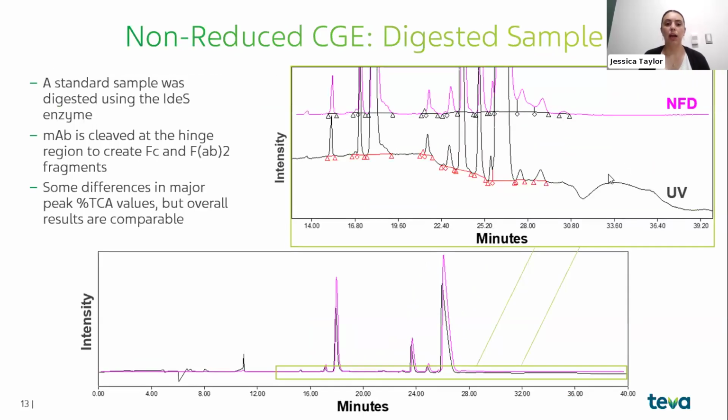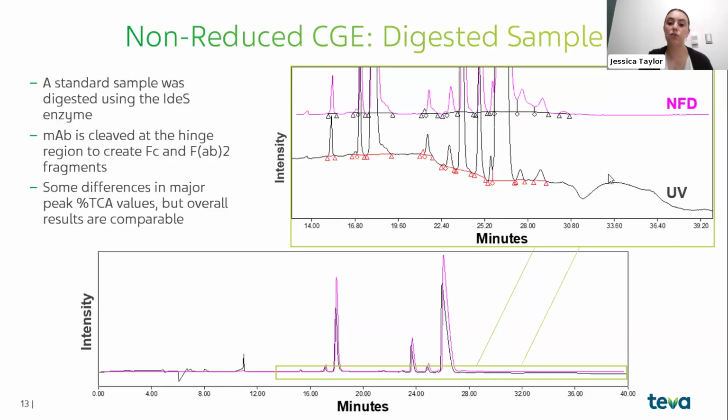So next, I want to look at generating some fragments of additional sizes. So here I took a standard sample and I digested it using the IDS enzyme. This cleaves the MAB at the hinge region and creates the FC and Fab2 fragments. So this sample is a digested sample prepared under non-reduced conditions.